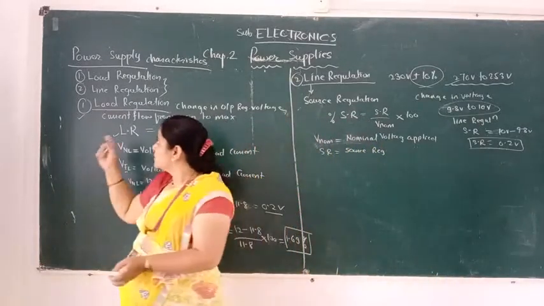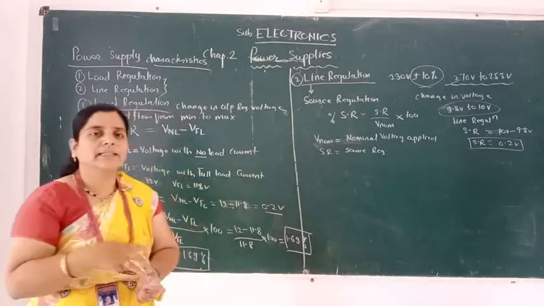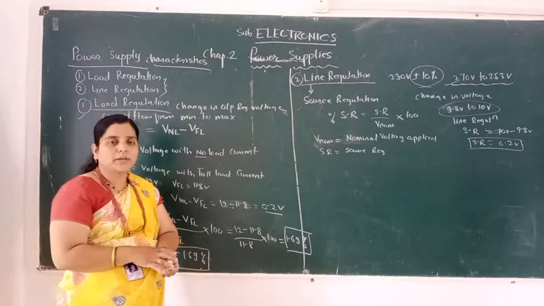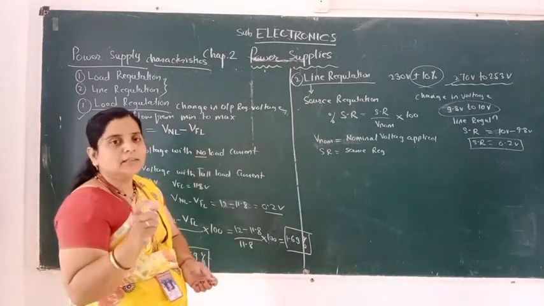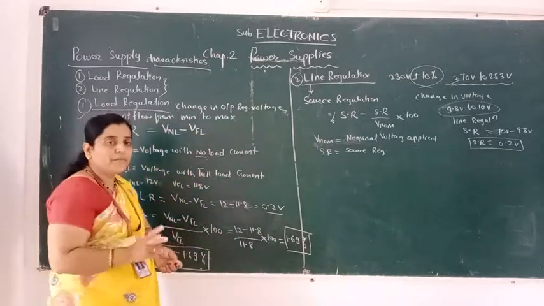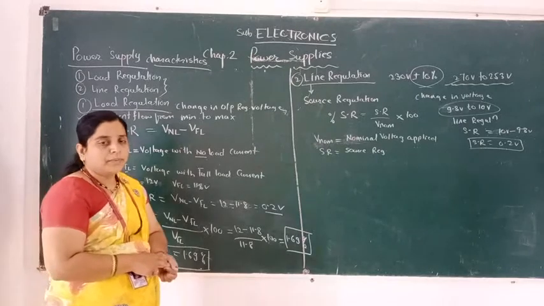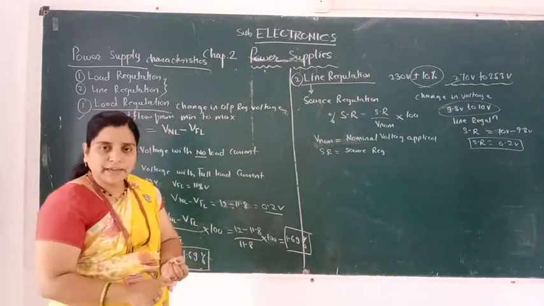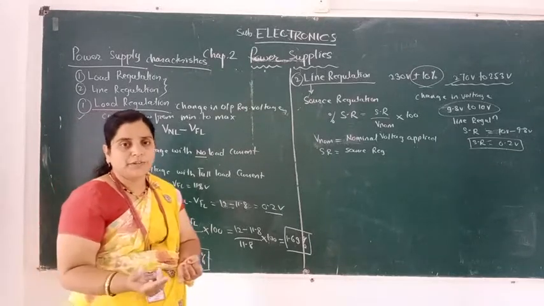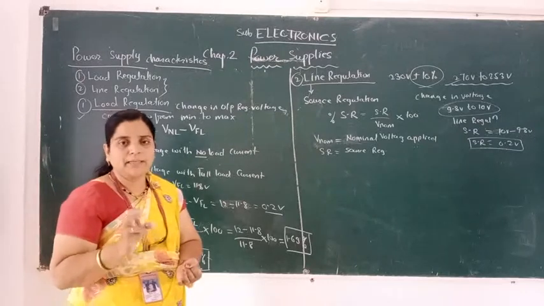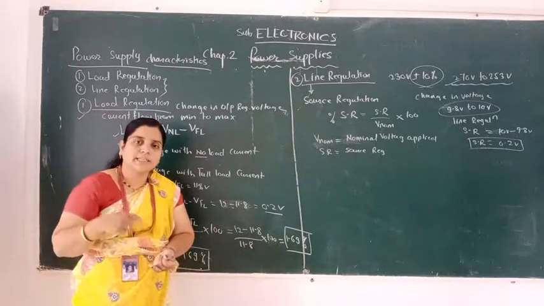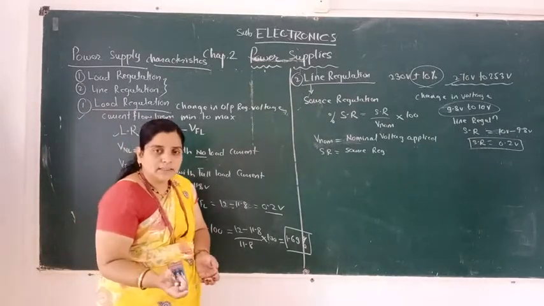All of you understand this load regulation and line regulation, and why there is a need of regulation? To maintain the constant voltage at the output. Because in the rectifier circuit, AC is converted into DC, but some amount of ripple remains, and that ripple is removed by which circuit? The filter circuit.